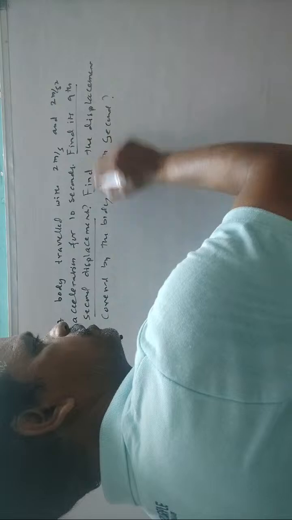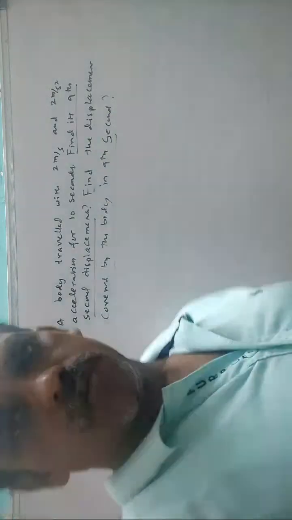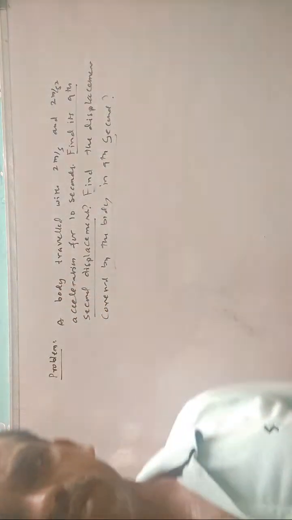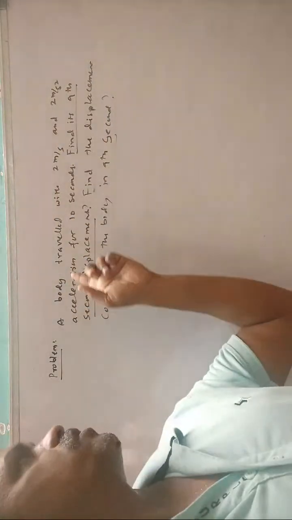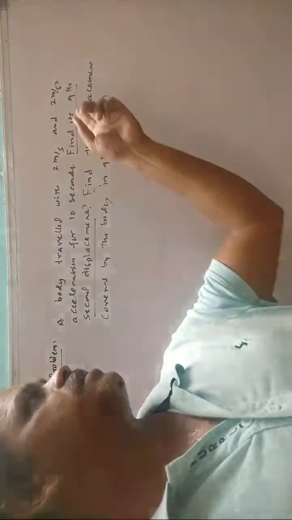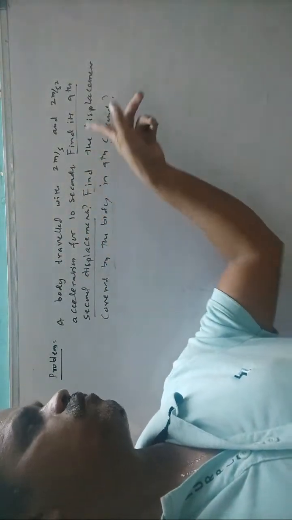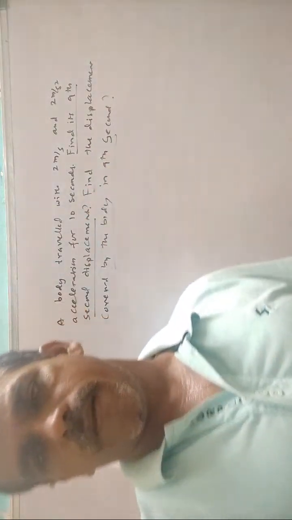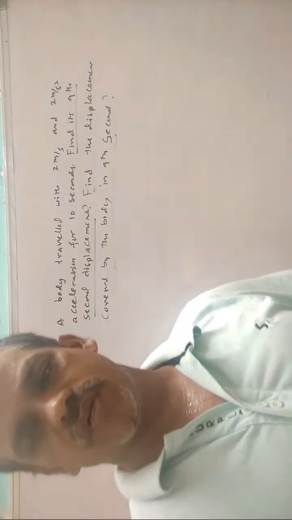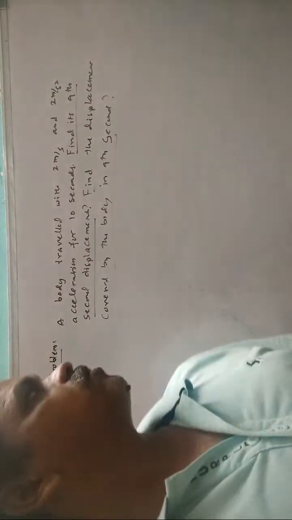Same meaning. This is a repeated question. I gave the same question. Just you write here. A body travel with 2 meter per second and 2 meter per second square acceleration for 10 seconds. Find its 9th second displacement. Find the displacement covered by the body in 9th second.